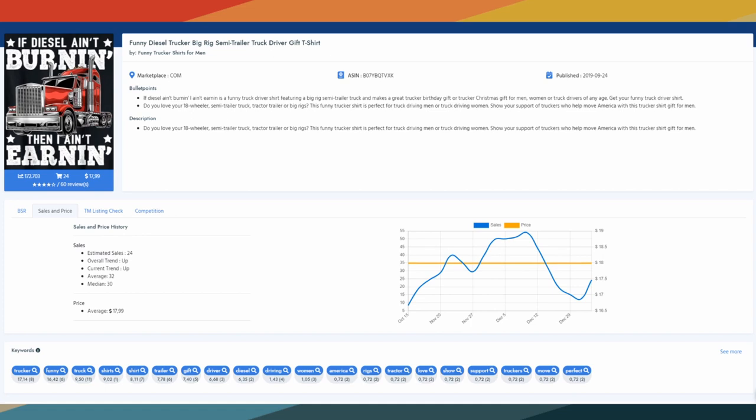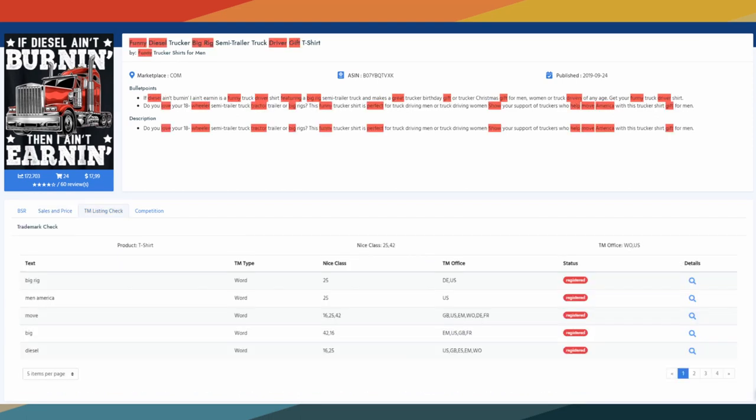The overall trend is up and the current trend is also up. The trademark check tool says that this phrase is free to use for us. Notice the bullet points and the description. They are very well written and it certainly helped to generate more sales. We should always learn from listings like this one how to write great listings for our products. From the customer's point of view, it really does matter what it looks like.